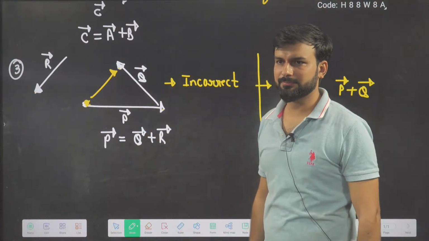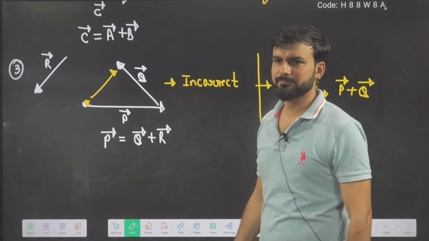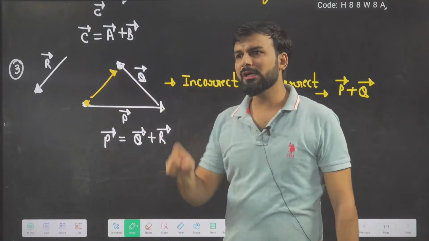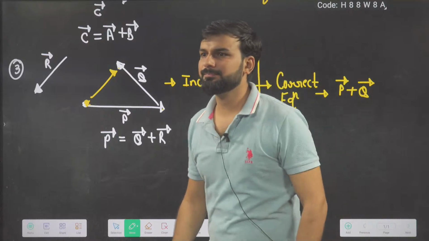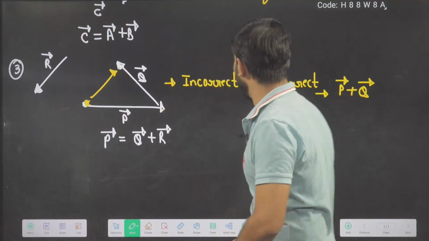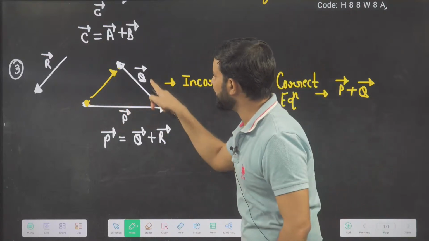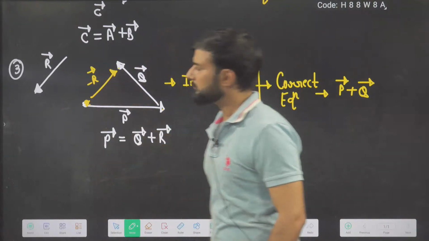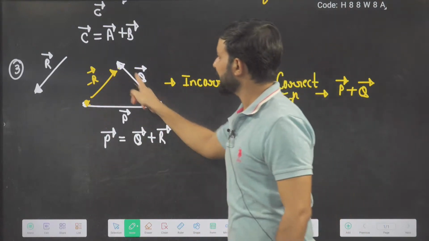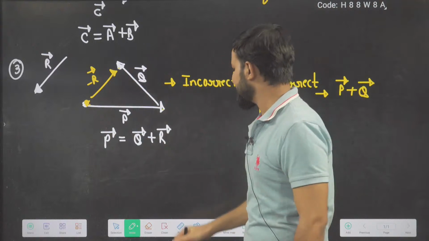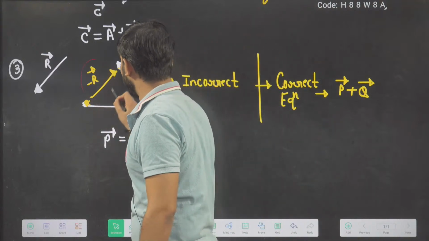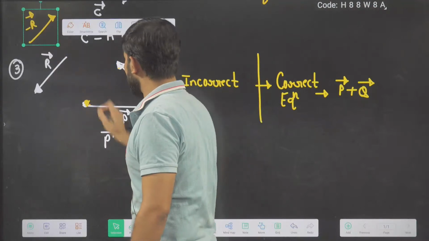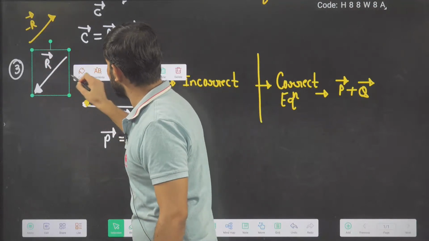What will be the answer? This vector will be just opposite of it. I have taught you: same magnitude, direction opposite, negative. So the sum of P plus Q will be equal to minus R vector. P plus Q is equal to minus R vector. So what was my original vector? I am taking this vector out. This was not my original vector. This R was my original vector.